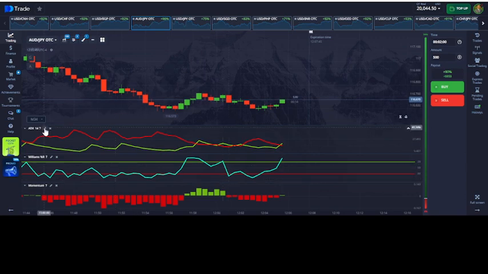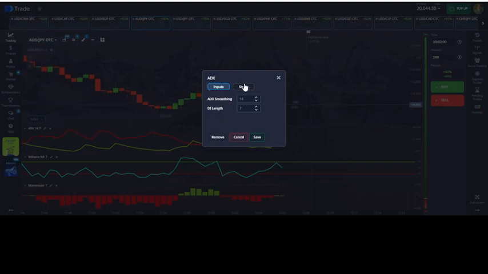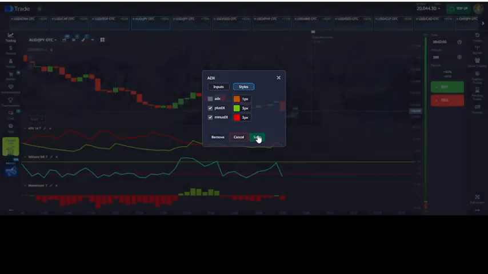Now for my ADX indicator, I click on the pencil icon here, and in the settings, I've set the ADX smoothing to 14, the DI length to 7. In the style settings, I've disabled the ADX line. It's enabled by default, but we're not going to need that, so I've disabled it. For the plus DI line, I've set the color to green, 3 pixels line width. And for the minus DI line, I've set the color to red with a line width also of 3 pixels, so we can go ahead and save that.